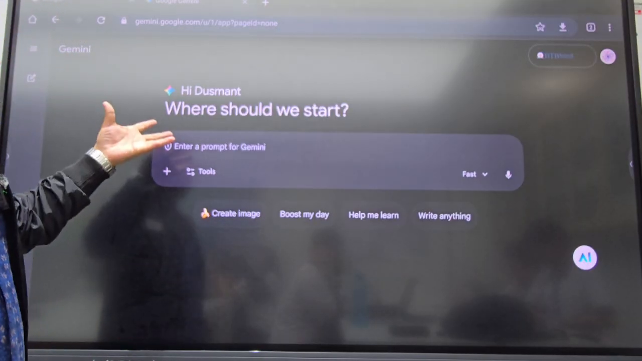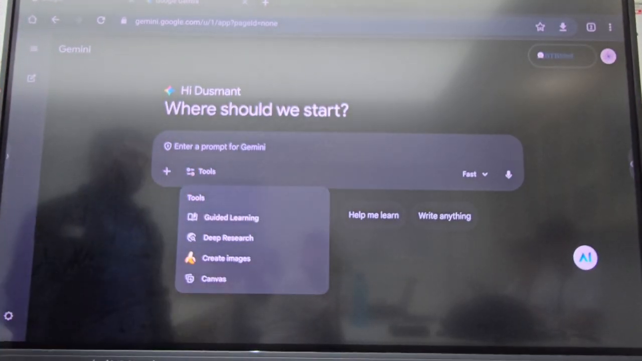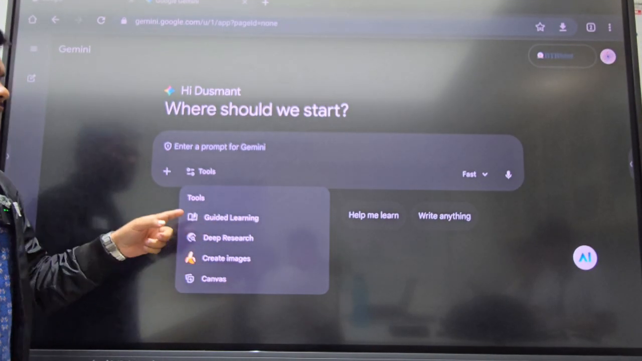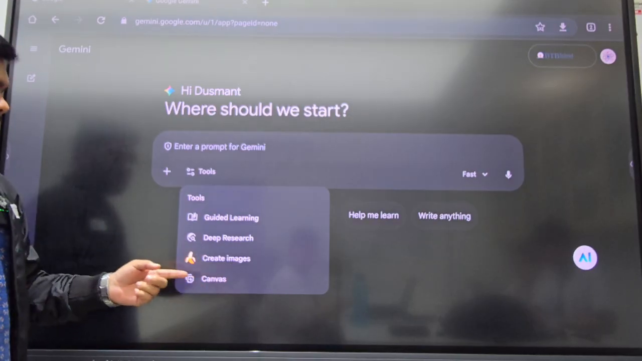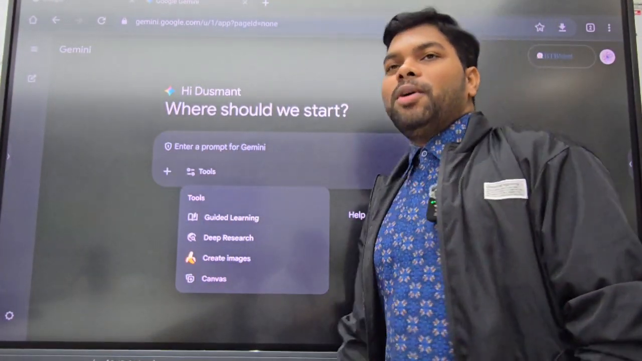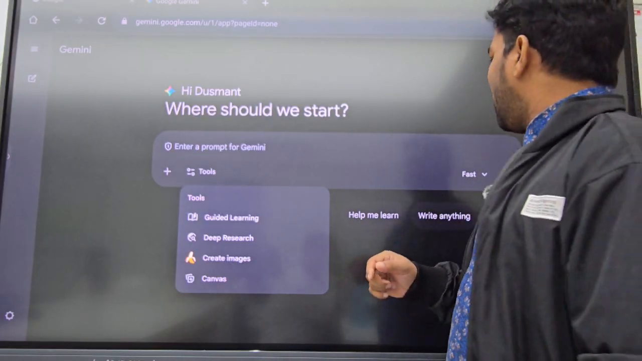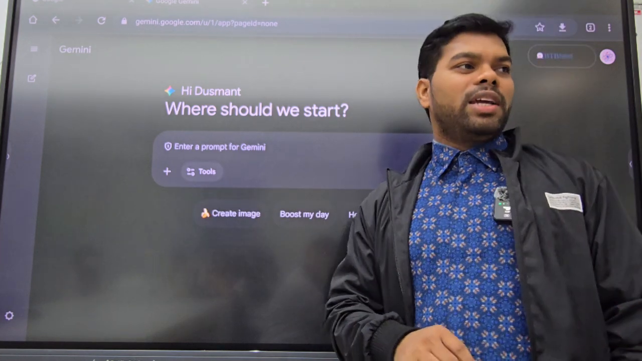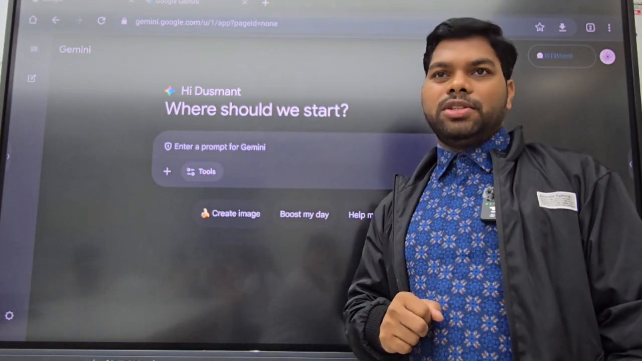You will see the screen like this. So there will be some options like tools. You need to go to tools. You can see, can you see here? The guided learning, deep research, create, image, and canvas. So now I want to teach you the enthalpy change, right? So what I do, I just want to ask Gemini to get good information about enthalpy change.